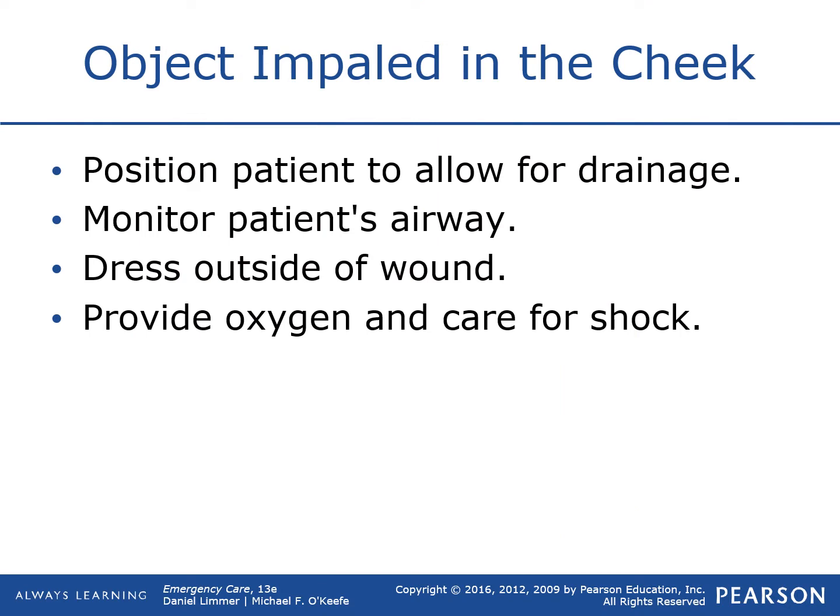After you've removed it, position the patient to allow for drainage. So kind of tilt their head so that the side that was injured is facing down so that blood will drip out of their body, so it won't go into their mouth. If you do it the opposite side, it's going to drip into their mouth and maybe down their airway. Keep their airway intact, make sure blood's not getting into their airway. Dress the outside of the wound, and you can sometimes put gauze on the inside of the wound just to collect some of the blood that's going to be draining into the mouth.